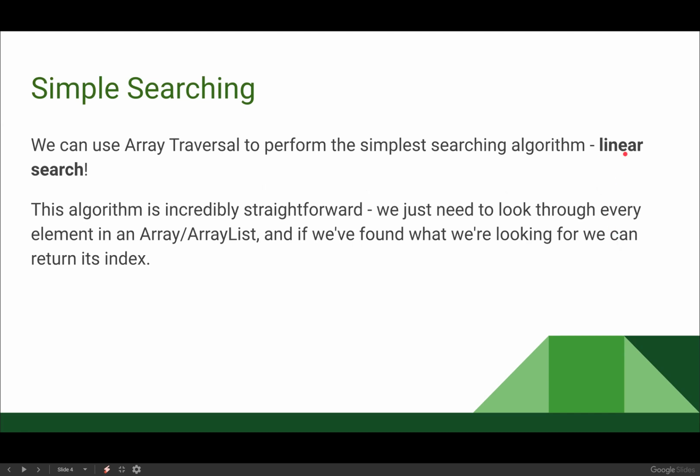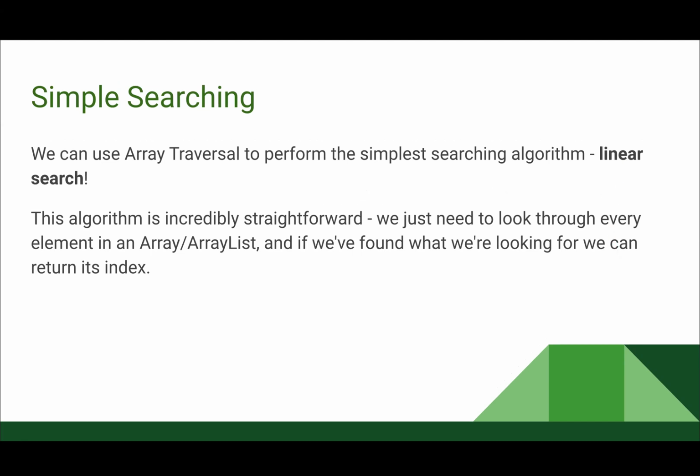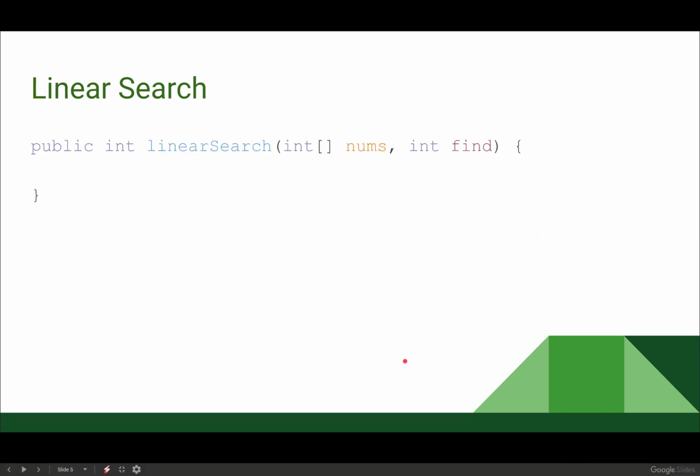So we're going to use array and array list traversal. We're going to use some loops to perform the very, very simplest searching algorithm, which is called linear search. This algorithm is very straightforward. It's very linear. All we need to do is look through every element in an array or in an array list. And if the thing that we're looking at is the thing we're looking for, hey, we found it, we can return its index. So if I made a method called linear search, let's say I want to find an integer inside of an array of integers.